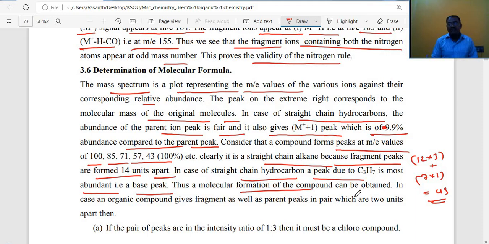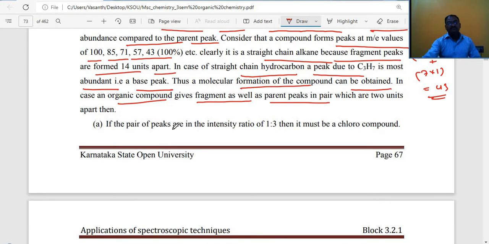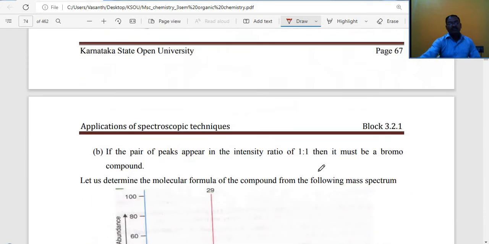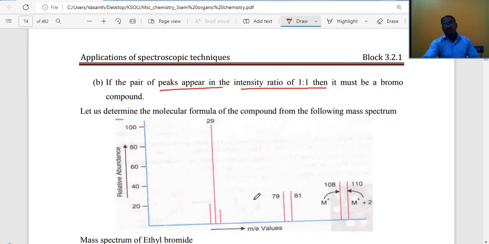The molecular formula of the compound can be octyl. If an organic compound gives fragment as well as parent peaks in pairs which are 2 apart, and the pair of peaks has intensity ratio 1:3, then it must be a chloro compound. Here, if the pair of peaks appears in the intensity ratio 1:1, it must be a bromo compound.